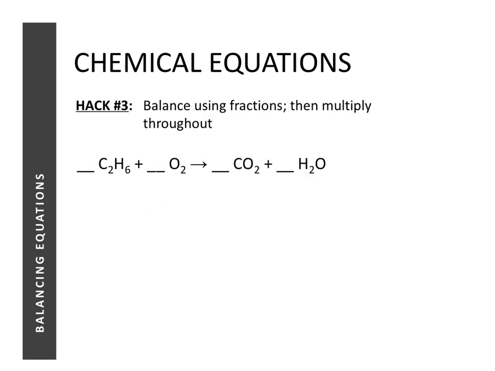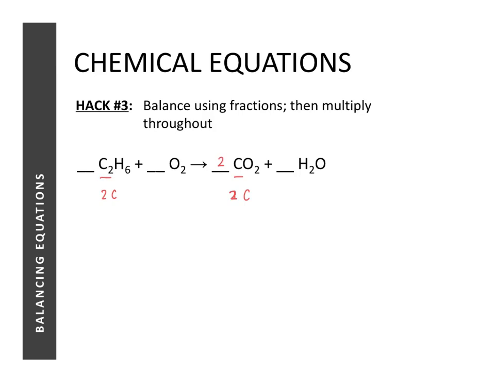Let's try one more example using hack number 3. So in this example, the foreign atom would be carbon. So we'll first try to balance the number of carbon atoms. There are 2 carbon atoms on the left, there's only 1 carbon atom on the right. So we need to balance it by adding a 2 in front of CO2. And once we do that, we'll have 2 carbon atoms on the left and on the right.